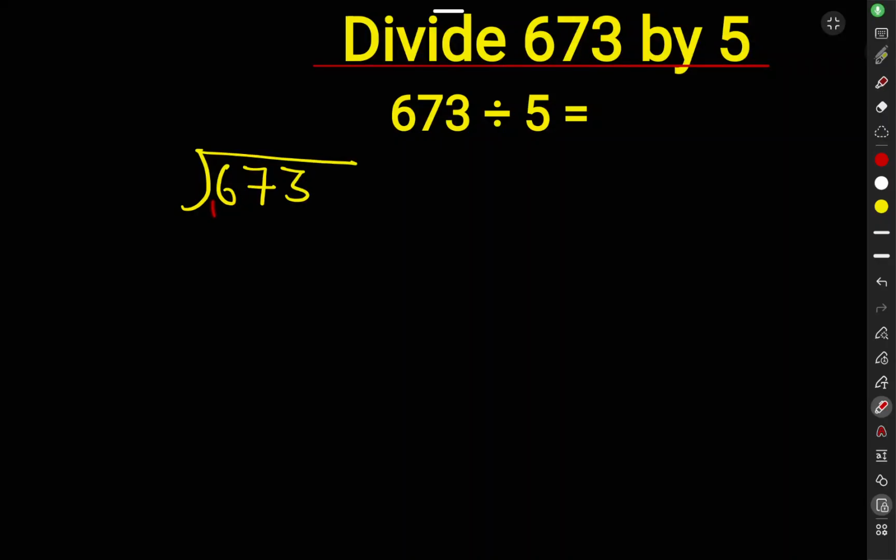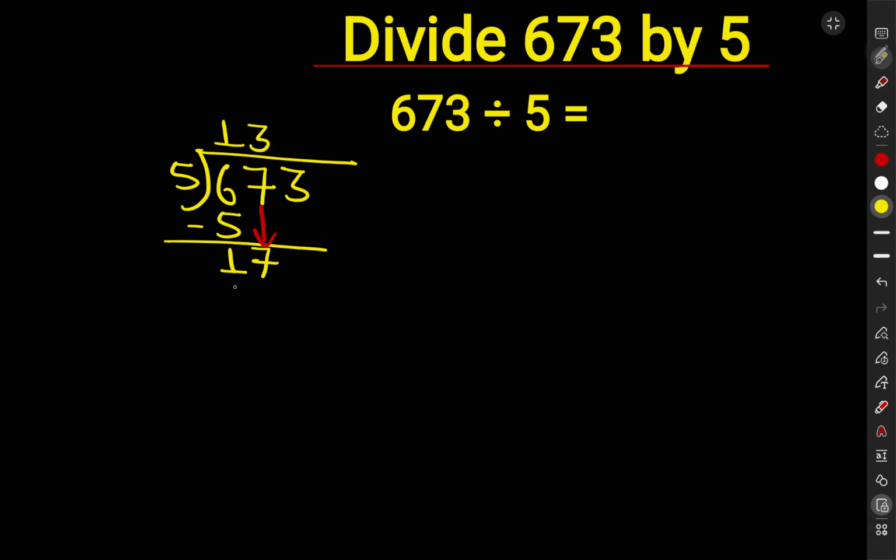We divide 673 by 5 in long division method. 5 times 1 is 5. On subtracting, we get 1. So now we put down this 7 and it is 17.